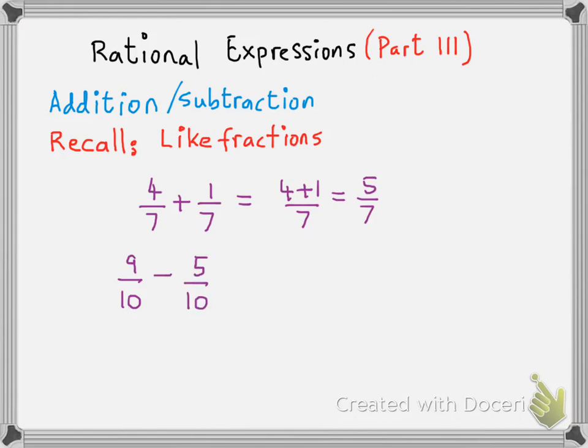Or 9/10 minus 5/10. Again, these are like fractions because they have the same denominators. So all you had to do there was just combine the numerators, which is 9 minus 5, and your result is 4. So 4/10. And since 4 and 10 have a common factor of 2, you can divide 4 by 2 and divide 10 by 2 to get 2/5. So 4/10 is the same thing as 2/5. You would say that is in lowest terms. So generally, when you add or subtract fractions, you want to reduce to lowest terms.